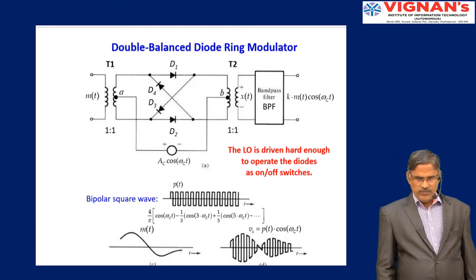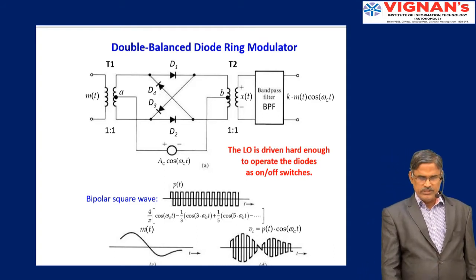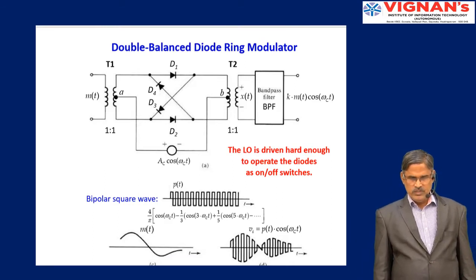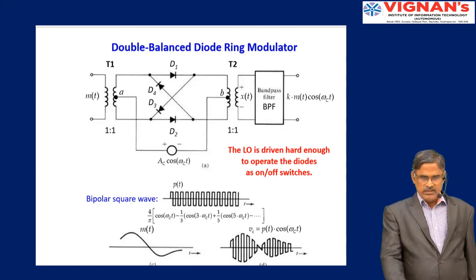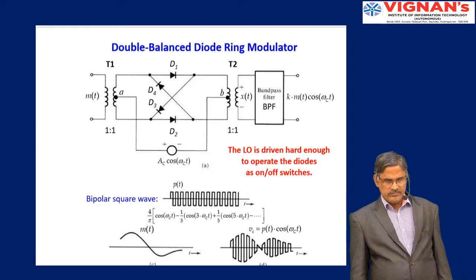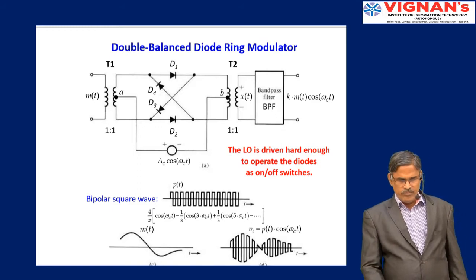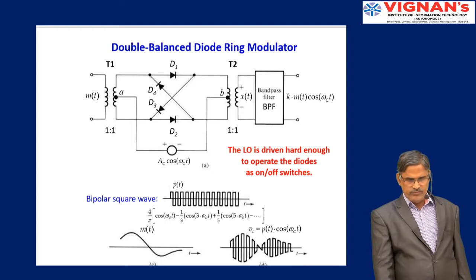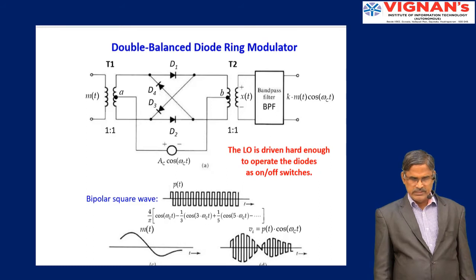So, what does the circuit involve? It uses two center tapped transformers, one at the input, one at the output. The output transformer is connected to a band pass filter. Between the two transformers, 4 diodes are connected. To the input transformer primary, you apply the message signal. You can see m of t at the bottom, a sample waveform is given.